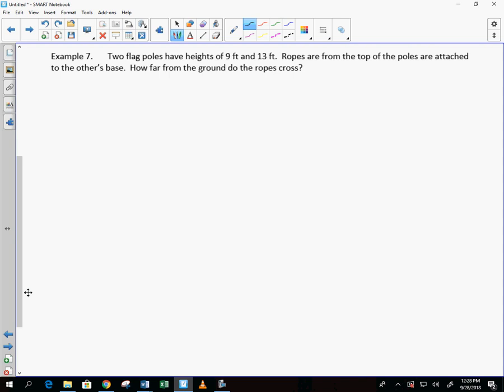So it says 2 flagpoles. They have heights of 9 and 13. Hi, Katie. So we have 9 and we have 13. And if you attach a rope to the top of the flagpole and draw it down to the other side, the question is, how far above the ground do the ropes cross?